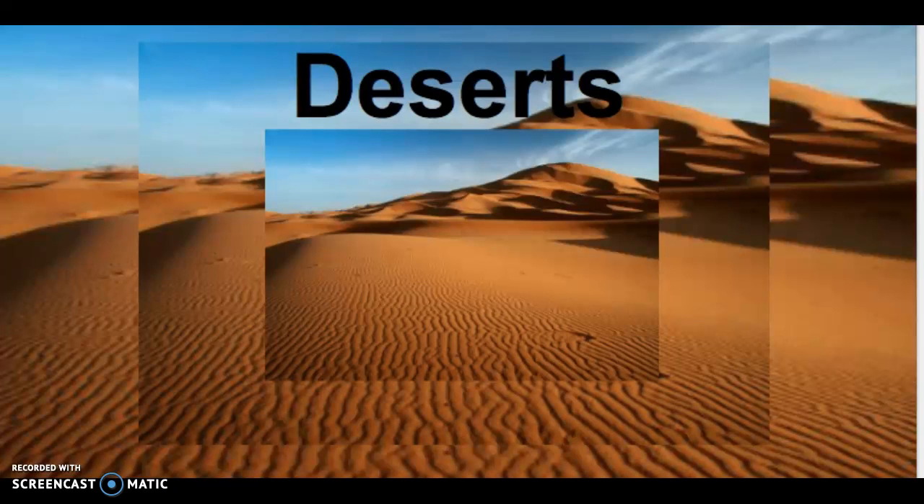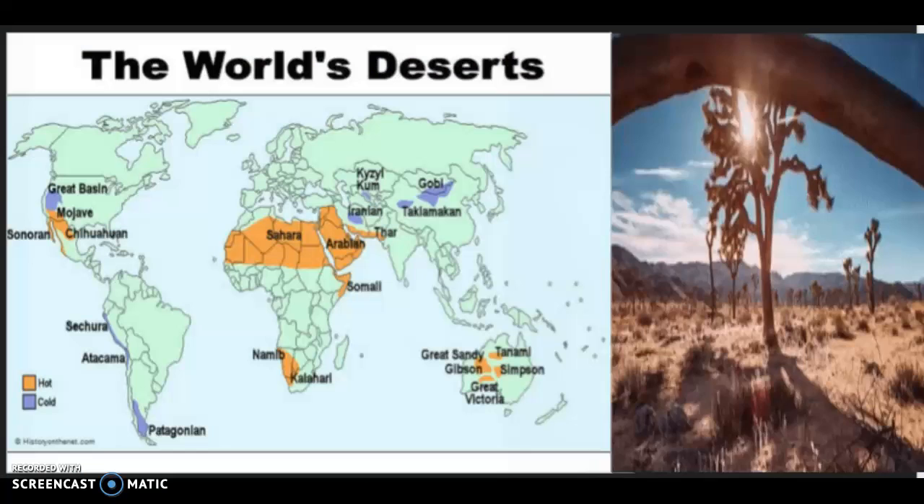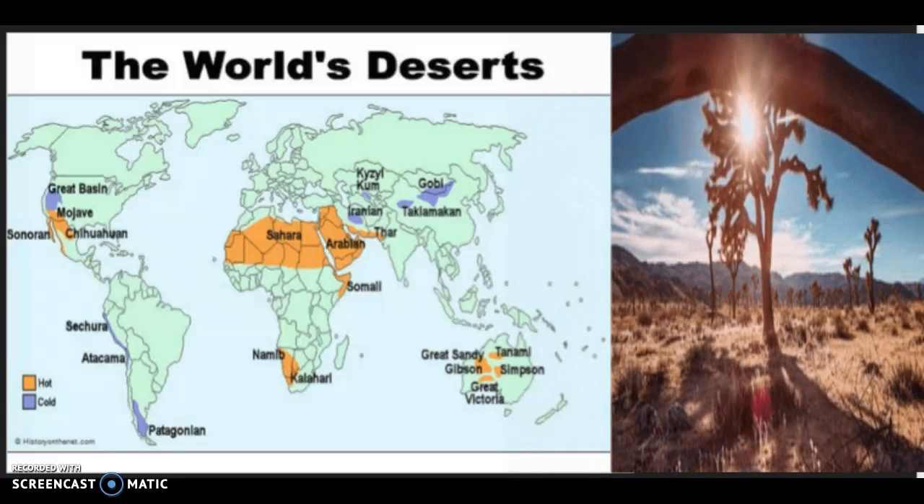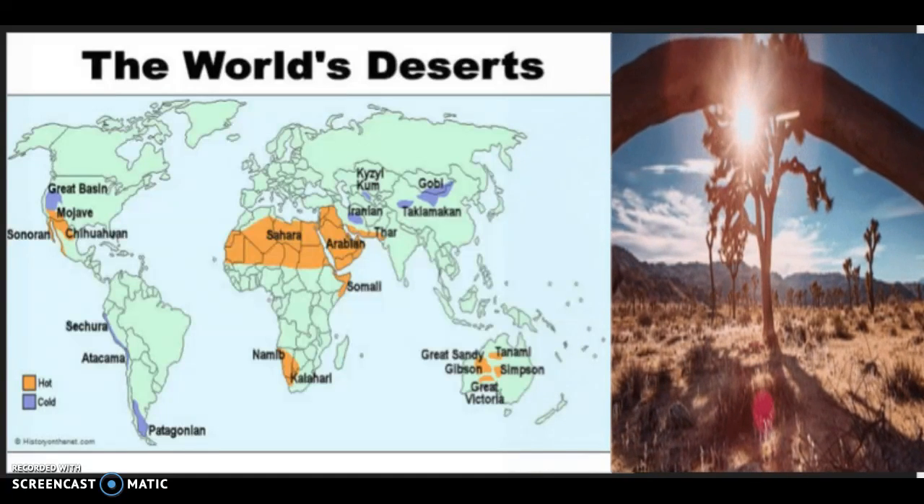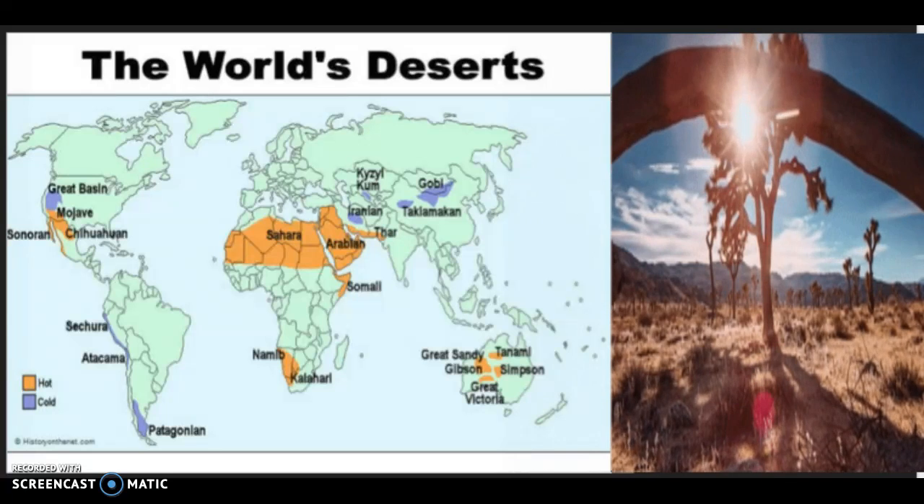Hi, my name is McKenna, and the biome I'm going to be talking to you about today is deserts. There are many different deserts across the world. In North America, there is the Sonoran Desert, the Chihuahuan Desert, the Mojave Desert, and the Great Basin Desert.